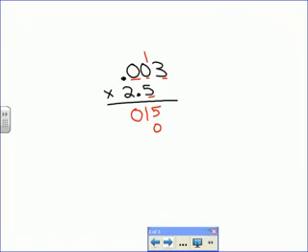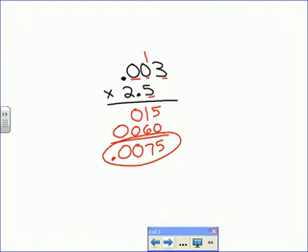0, 1, 0. Okay. Bring down. Put a 0. 2 times 3 is 6. 0, 0. Okay. It's a little different from addition and subtraction. You don't have to line up the decimals.